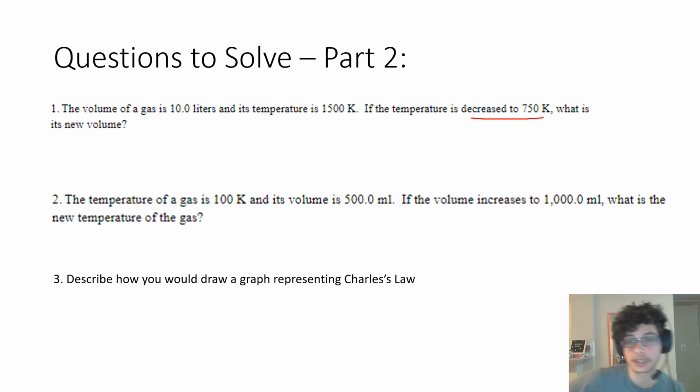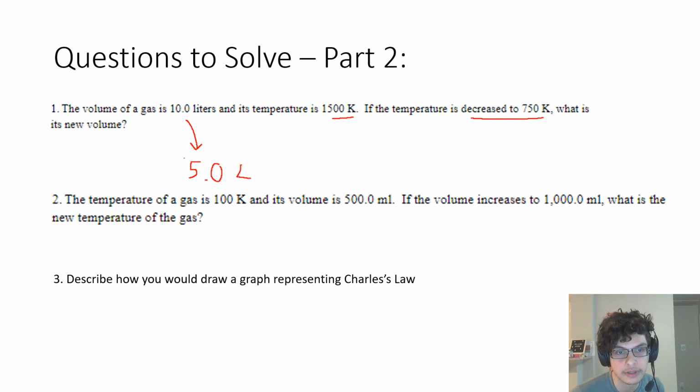So I'm just going to do shortcuts here. 750 compared to 1500, the temperature got halved. So if the temperature is halved, then I know that my volume is also going to be halved. So what is half of 10.0? That should be 5.0 liters as our final answer. I used 2 sig figs because we had 2 sig figs with our other numbers.